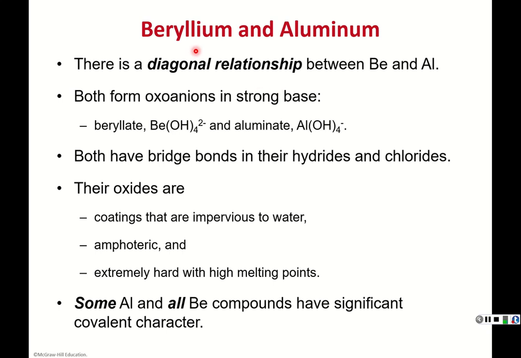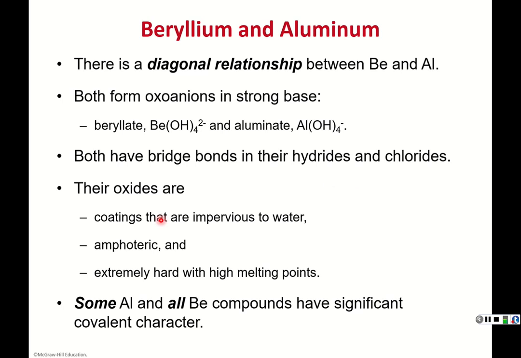But there's this diagonal relationship between beryllium, which is in group 2, and aluminum in group 3A. Right, that's that diagonal relationship. Both form oxoanions in a strong base, right? So they combine with OH minus and form these anions. Both have bridge bonds in their hydrides and chlorides. So that's the bridge bond that we saw on the previous slide.